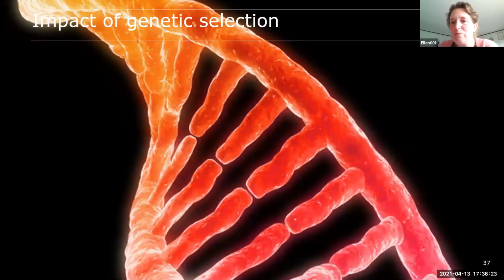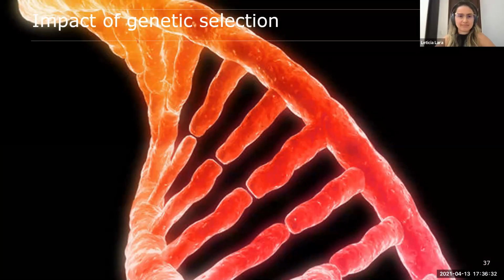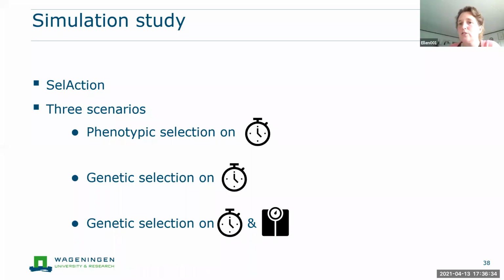So the final part of my presentation focuses on the impact of genetic selection. And to show you the impact of genetic selection, we performed a simulation study. We are still working on this simulation study, so I would like to show you the first results, but there are still quite some questions that we didn't answer yet. For the simulation study, we used SelAction and we simulated three scenarios.